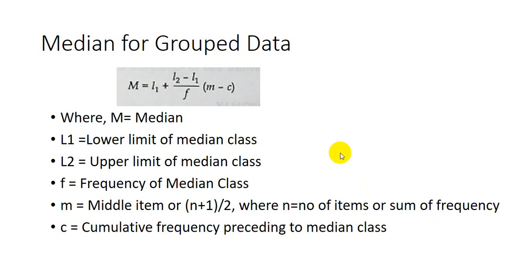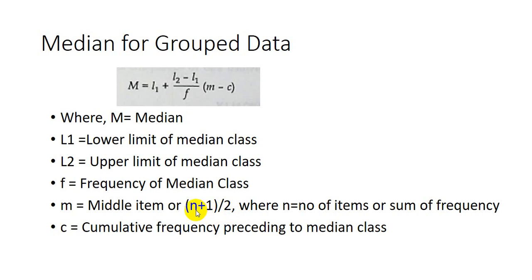Students, consider this formula for finding the median. Here L1 represents the lower limit of the median class. Whenever you have group data, the first task is to determine the median class. The median class gives us the middle score. For example, here you find the score (n plus 1) by 2, where n represents the sum of the frequencies.